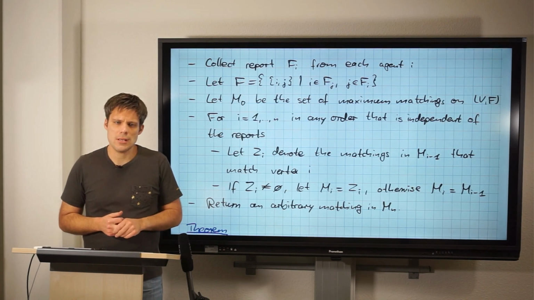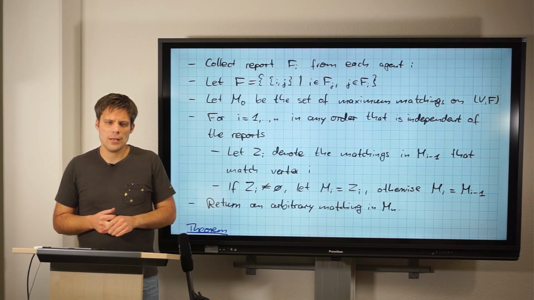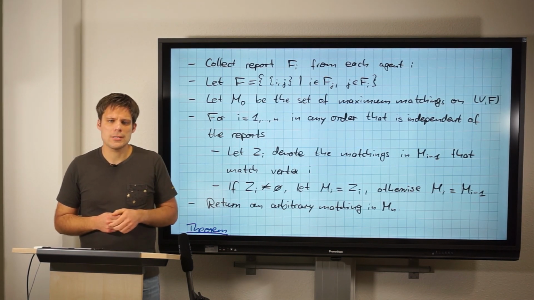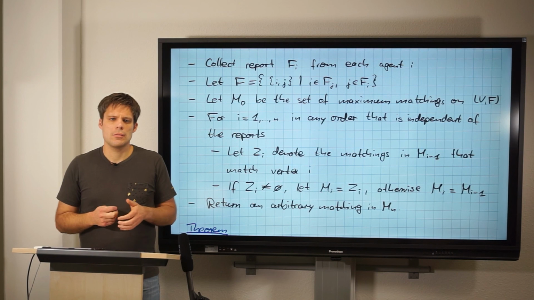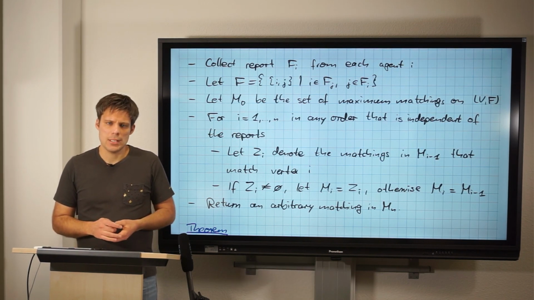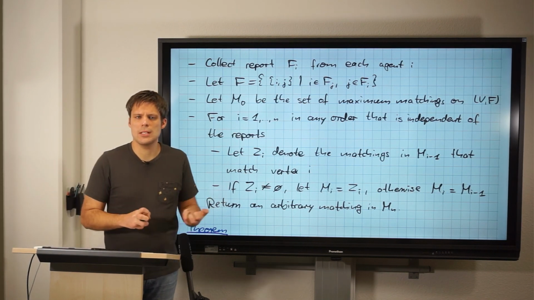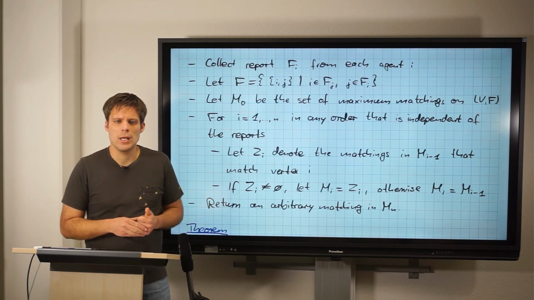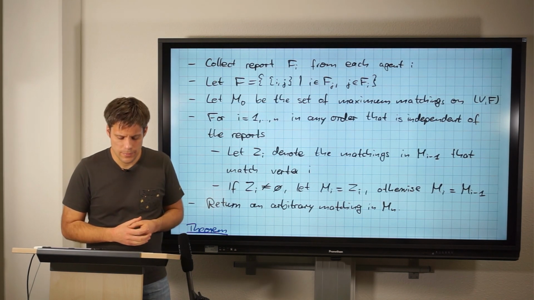And as it turns out, this proof will break down if, for example, you go through the agents by decreasing or increasing degree in the graph. Because then suddenly you would have an incentive to misreport because you want to make your degree as small as possible. Things like these.